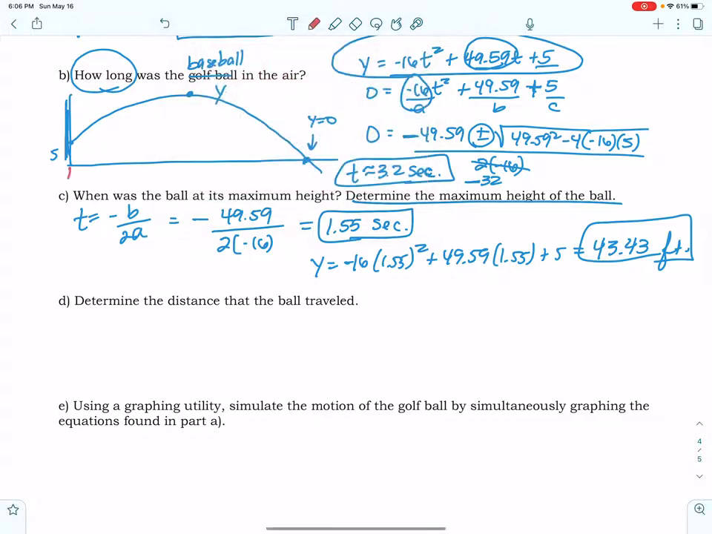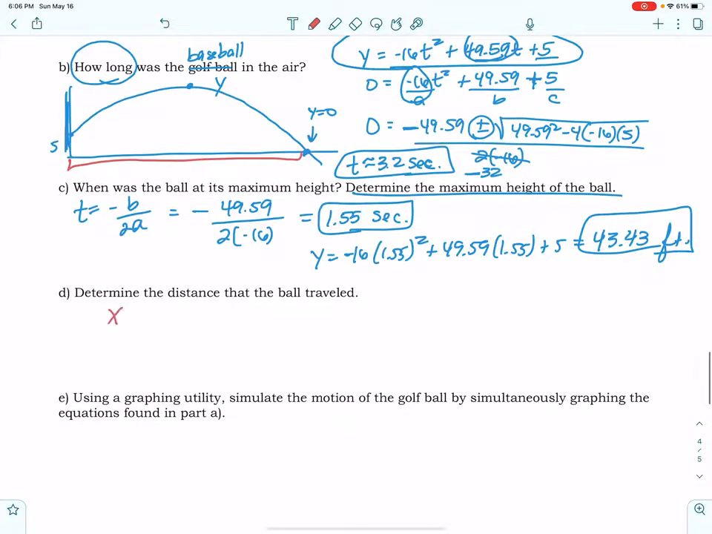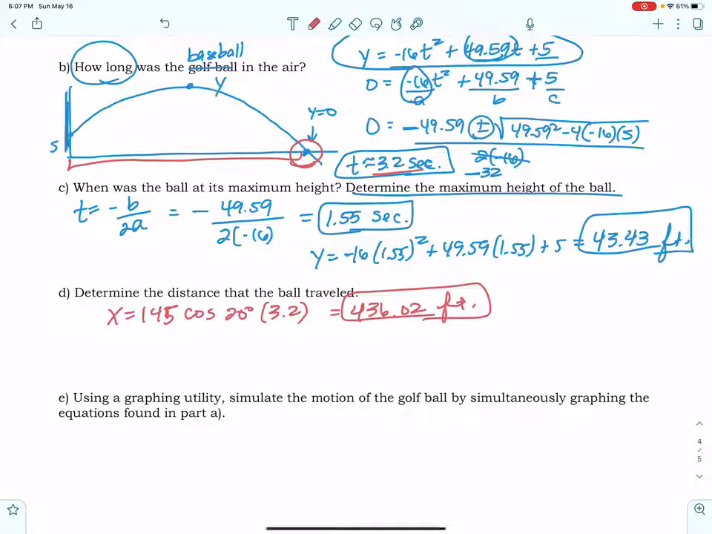Okay, so now part D, determine the distance the ball has traveled. So now I want to know the distance, so I want the x value. So I'm going to use my x formula right here. So x equals 145 times the cosine of 20 degrees. And I know that the ball was in the air approximately 3.2 seconds. So you can plug that into your calculator. You get approximately 436.02 feet. Groovy, and we're not going to do this last part.